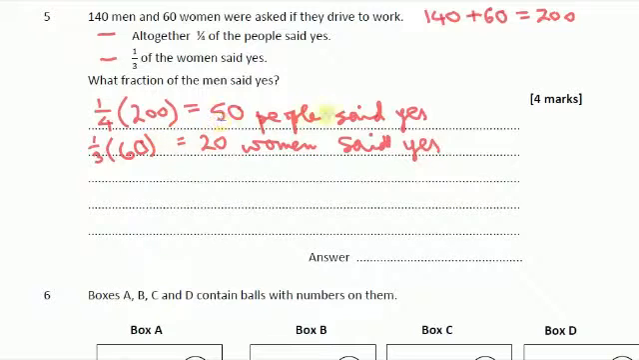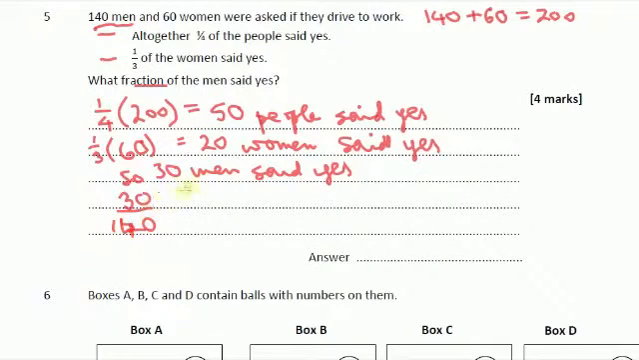And then we're asked what fraction of the men said yes. So we know that 30 men must have said yes, because 30 plus 20 makes the 50 altogether who said yes. So 30 men out of how many? There were 140 men altogether. So 30 out of 140. You can cancel by 10, but nothing else. So we're left with 3 over 14. I can write my answer there.